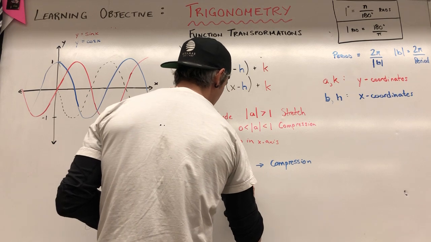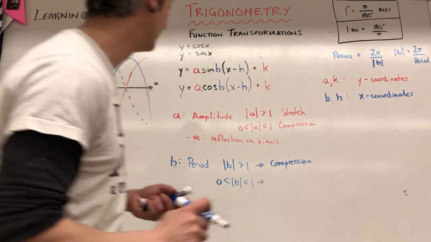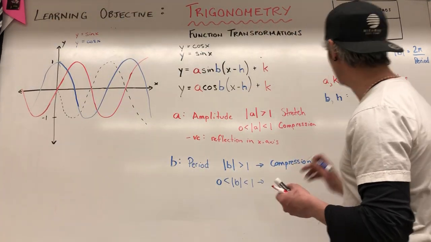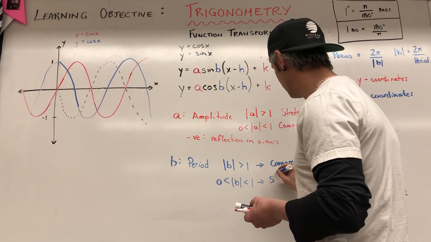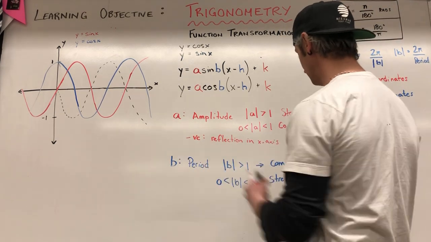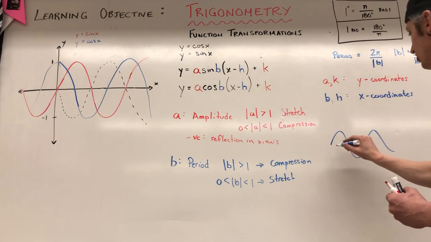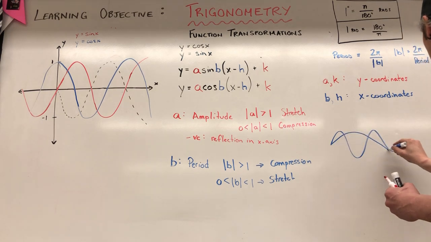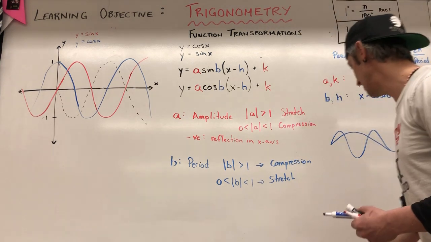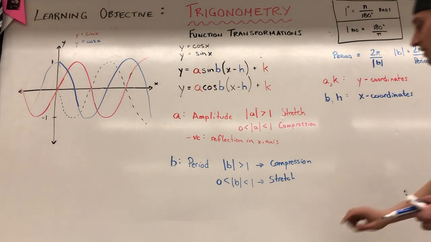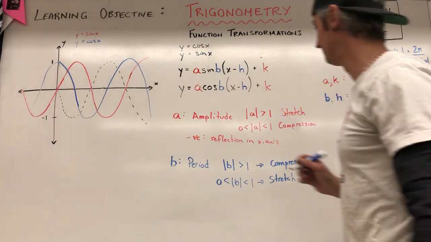And then if B is a fraction or a decimal, not a number bigger than 1, then anything divided by a decimal is going to be a bigger number, so it's going to be a stretch along the x-axis. Instead of just a regular function like this, if we stretch it, it's going to end up looking like this, right? It's going to be a much longer wavelength, the length of the wave, okay?